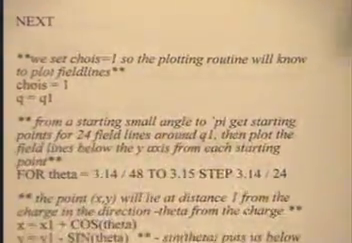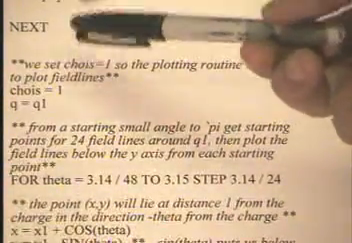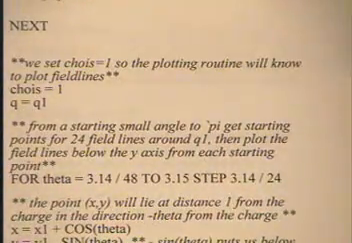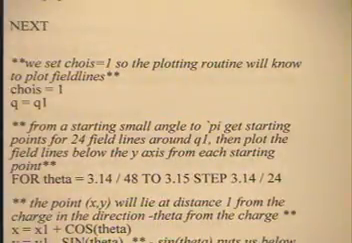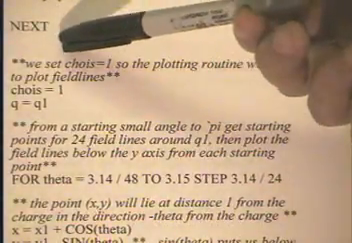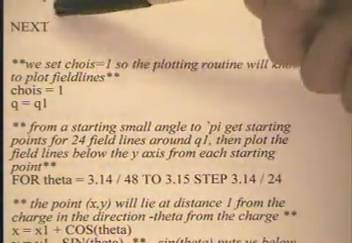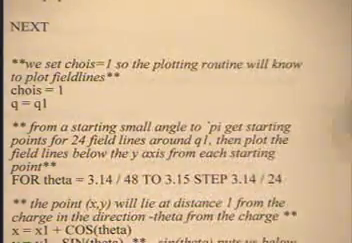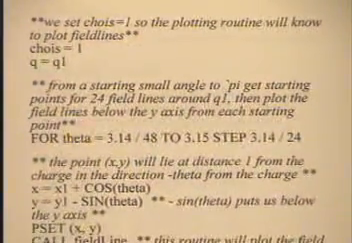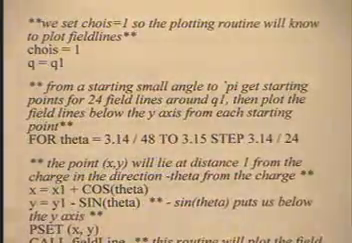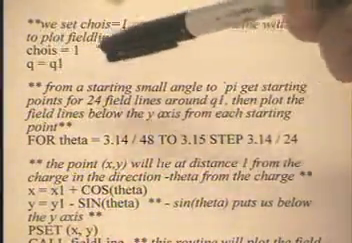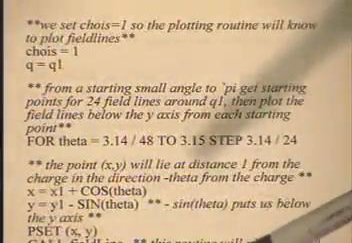Next thing we do, and the Next completes the loop. It's a For-Next loop. We said for x equals negative 13 to 13. We end the loop by saying go to the next value of x until you're done, and then go on to the next step. Now we set choice equal to 1, so the program will know to plot field lines.